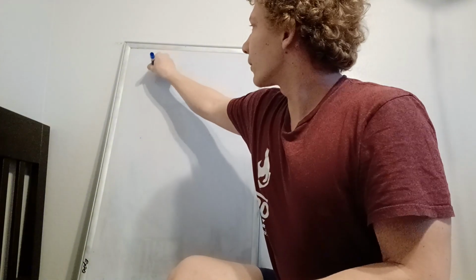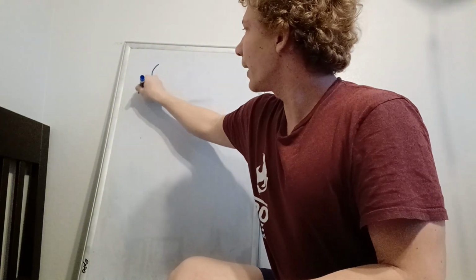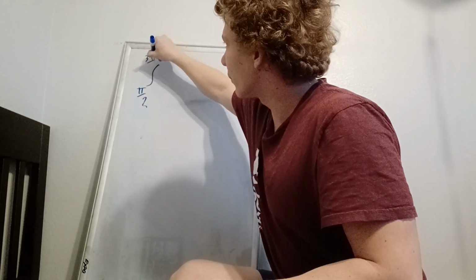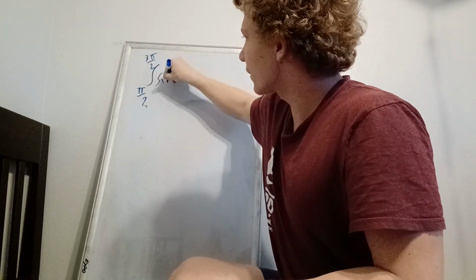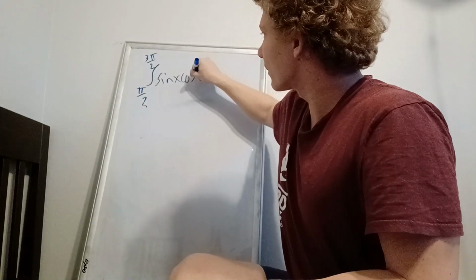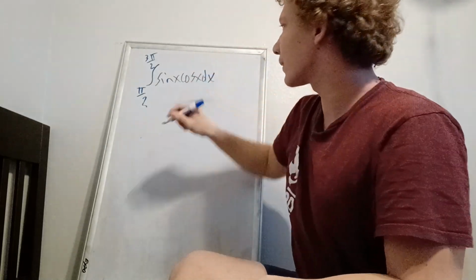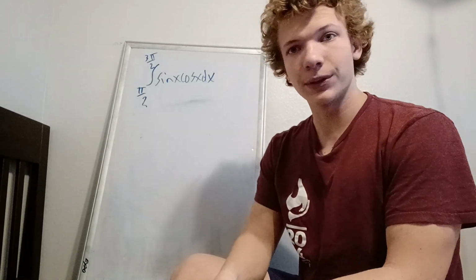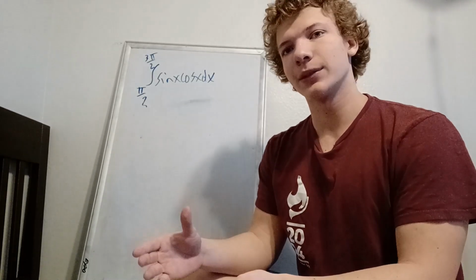Moving on to our second integral, this one's going to be a definite integral, so we'll have to worry about the parameters when we perform our U-sub. It's going to be the integral from pi over 2 to 3 pi over 2 of sine x times cosine x, of course, dx. Now, if we're looking to U-substitute, we need a function and its derivative.